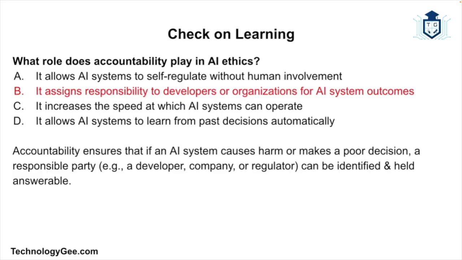Accountability ensures that if an AI system causes harm or makes a poor decision, a responsible party like a developer, company, or a regulator can be identified and held answerable.